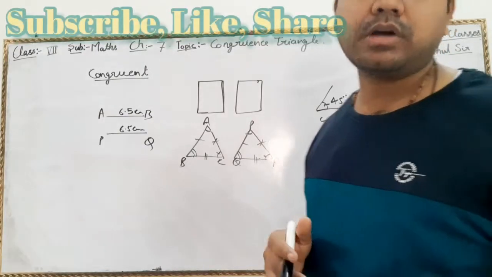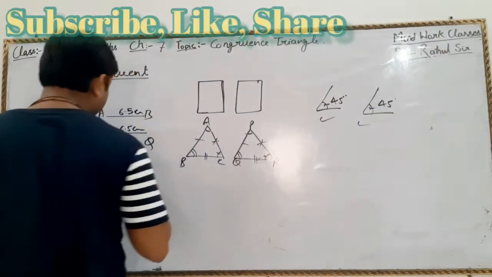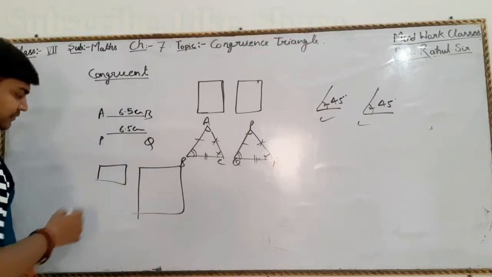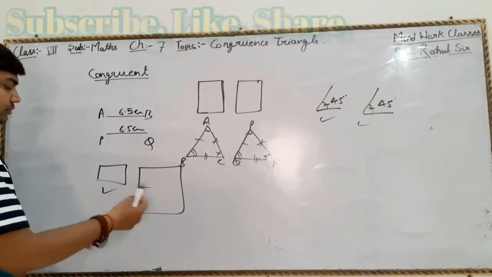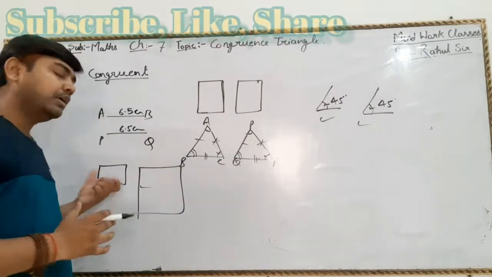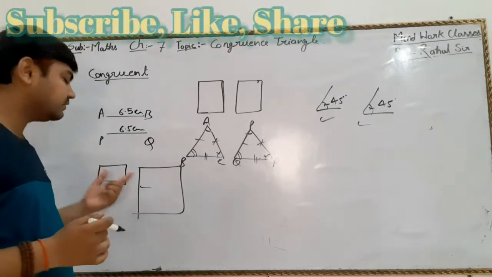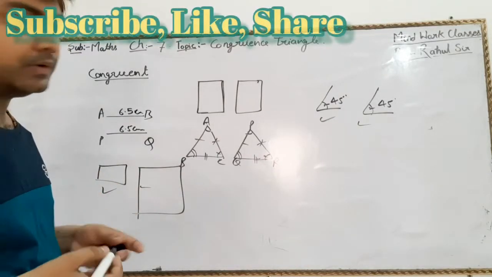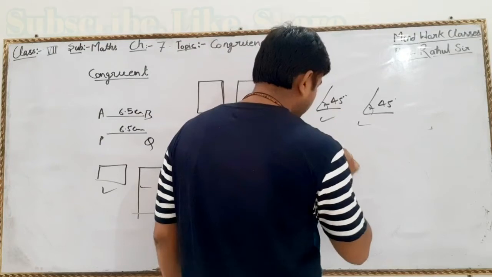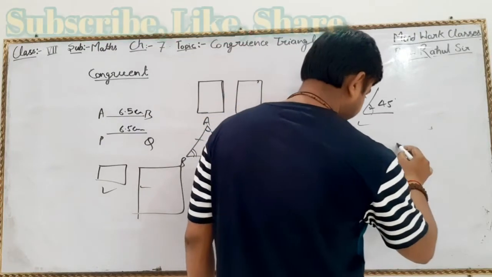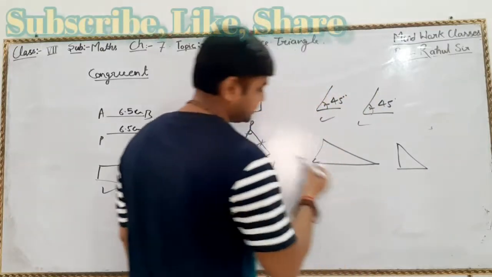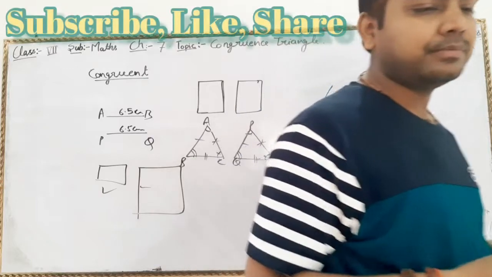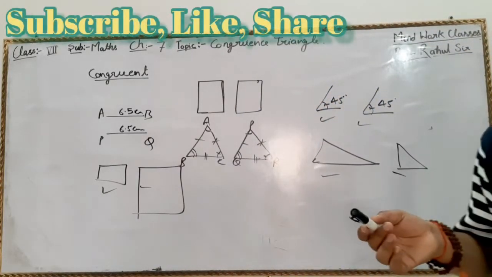Now let's talk about non-congruent figures. Non-congruence means, let us say this is one figure and this is another. We see that these two figures are totally different. Nothing is similar. Each and everything is completely different in these two figures. So these types of figures are known as non-congruent figures.